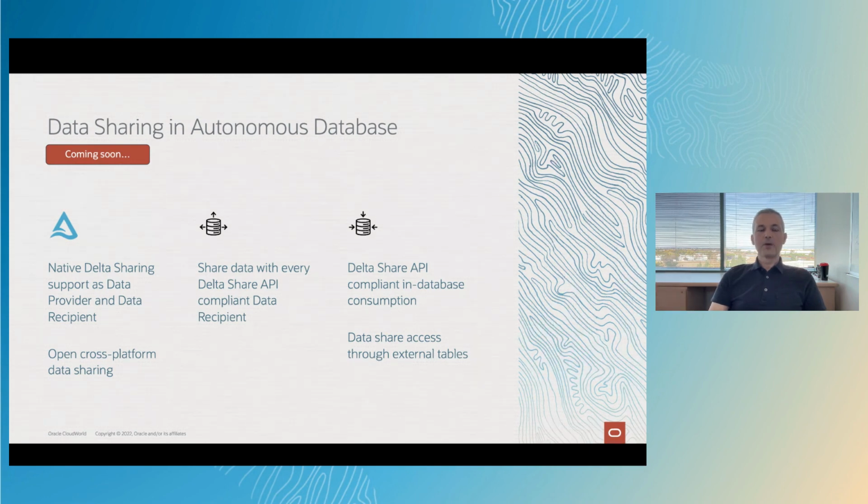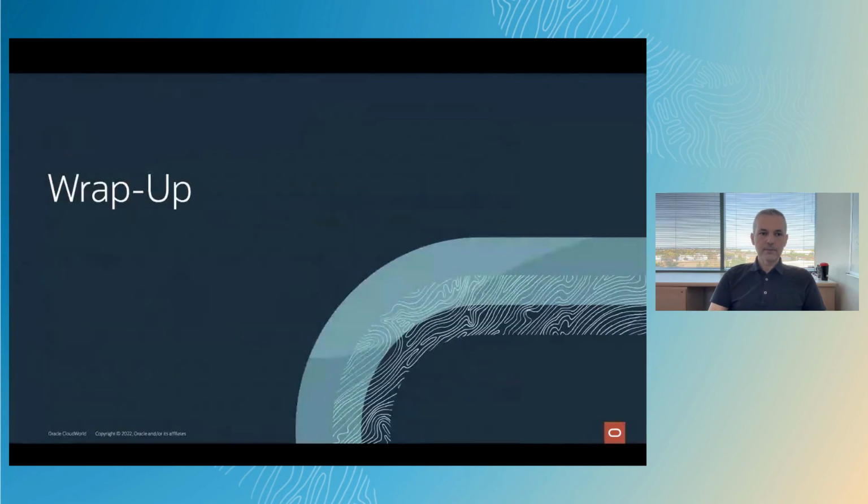But in the near future, autonomous database will be supporting the open cross-platform data sharing, both as a data recipient and data producer. So autonomous database customers will be able to share data with other customers, whether they're autonomous database users or not. And autonomous database will be able to consume any data shared by API compliant data share producers.